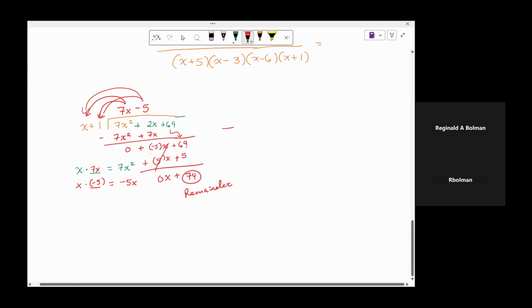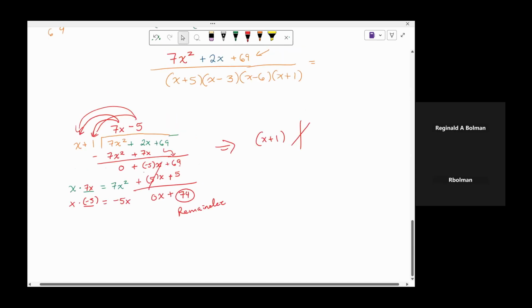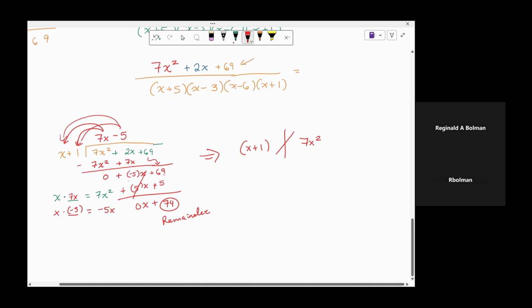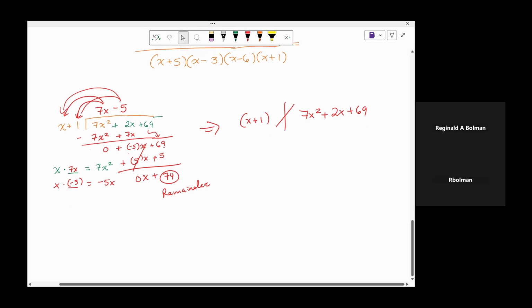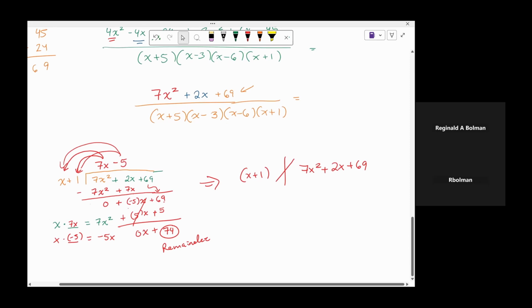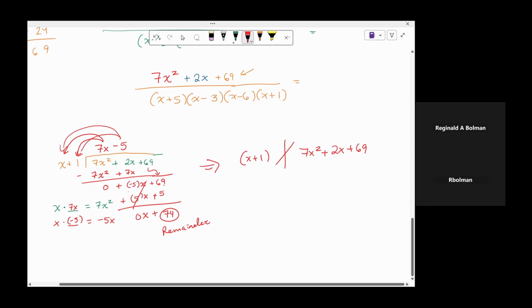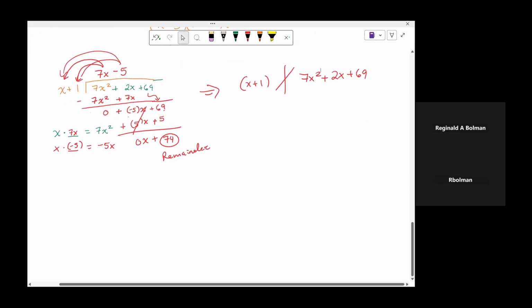What this tells you is that x plus 1 does not divide your numerator, which in this instance is 7x squared plus 2x plus 69. So, yeah, that's a little bit of a disappointment, to say the least. It was very, very close, but unfortunately no cigar. So again, students can use polynomial division, and if you're really careful, you can check through each one of these factors to see whether or not the factors themselves are able to divide whatever exists in your numerator.